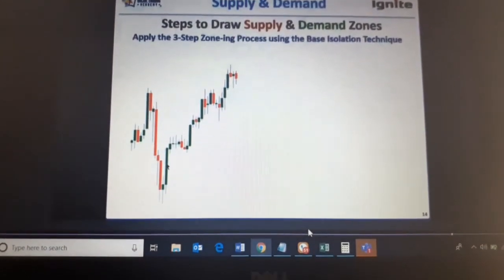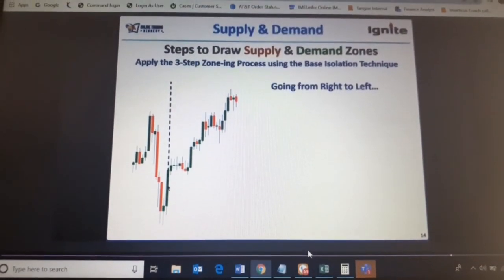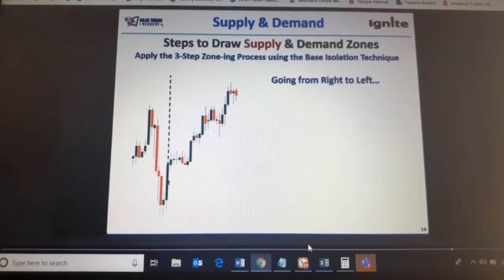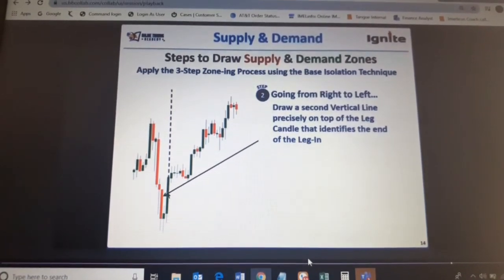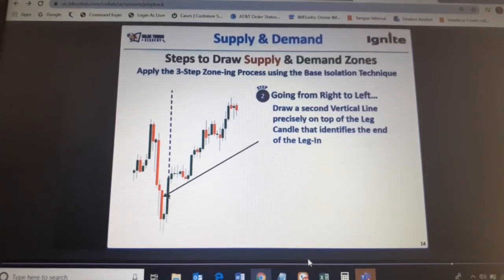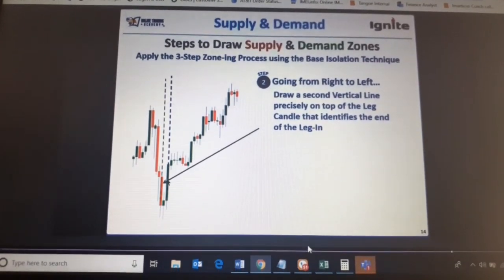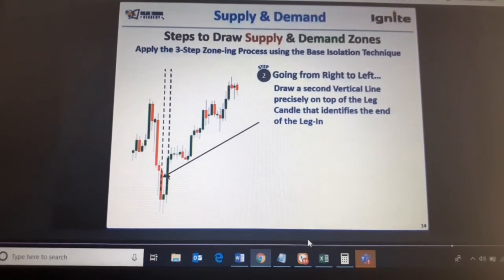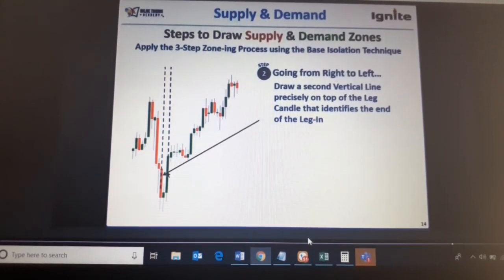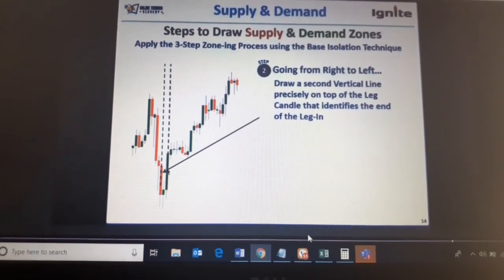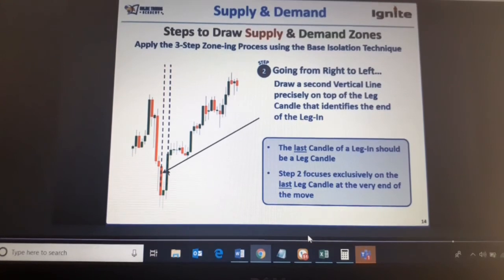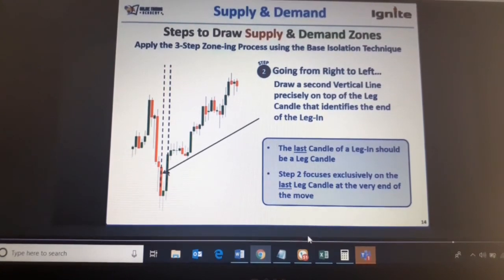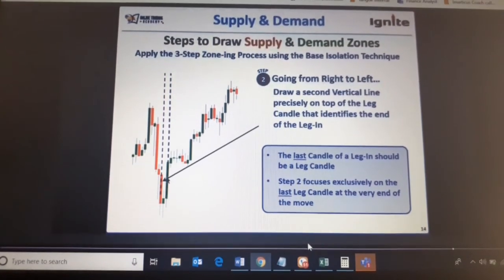Then what is the second step? Once you have drawn the vertical line of the leg out candle, draw a second vertical line precisely on top of the leg candle that identifies the end of the leg in. Once you identify the leg in, you can draw a vertical line, just what I have drawn previously. So the last candle of a leg in should be a leg candle. Step 2 focuses exclusively on the last leg candle at the very end of the move.